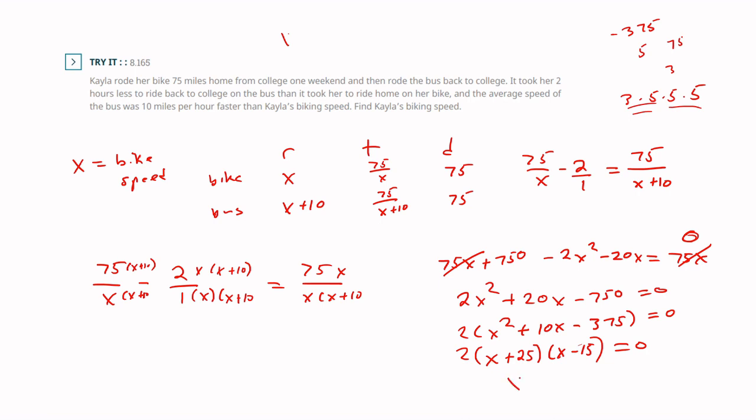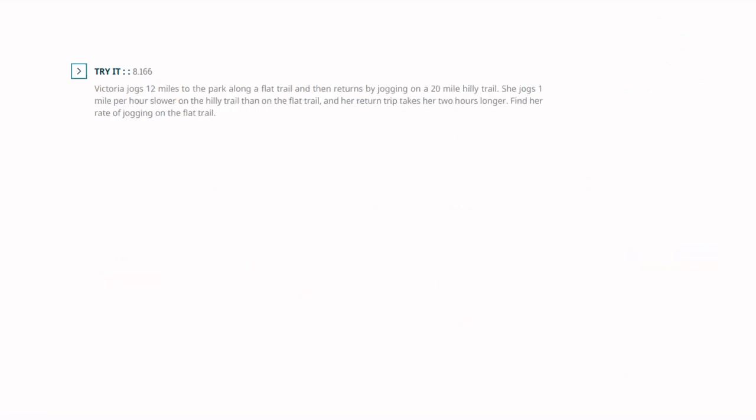Okay, now we solve this. 2 doesn't have anything to do with it. So we've got x is negative 25 and x is 15. But x being negative 25 doesn't make any sense. So we just need x is 15. And that is miles per hour. And that's the speed of the bike. Now these are brutal, but this video has gone on forever. So even though there's one more here, I'm going to just stop here. And hopefully that'll get you through.